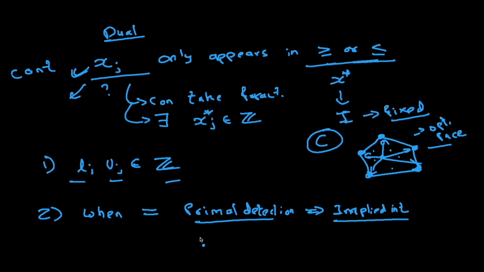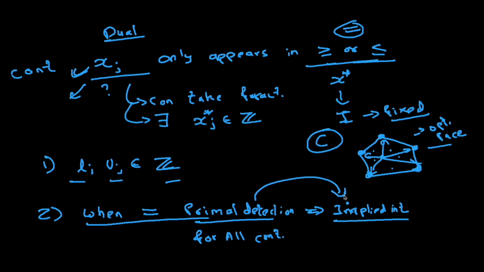For all constraints in which xj appears, when we treat them as equality, if any one of these constraints is satisfied at equality, then based on the primal detection method, it was implied integer. That means to satisfy that constraint, this variable has to take an integer value. That means it is taking an integer value. So by that logic, it is overall taking an integer value, right?